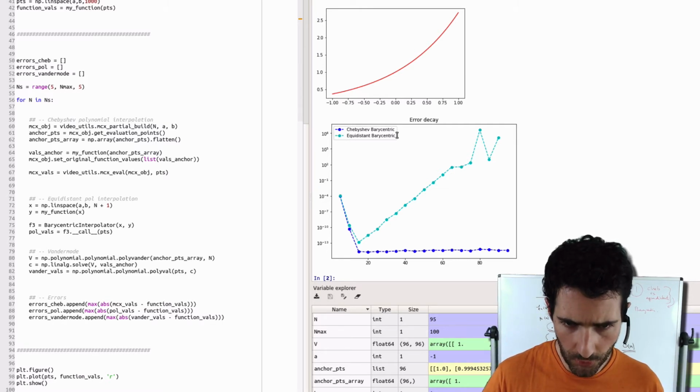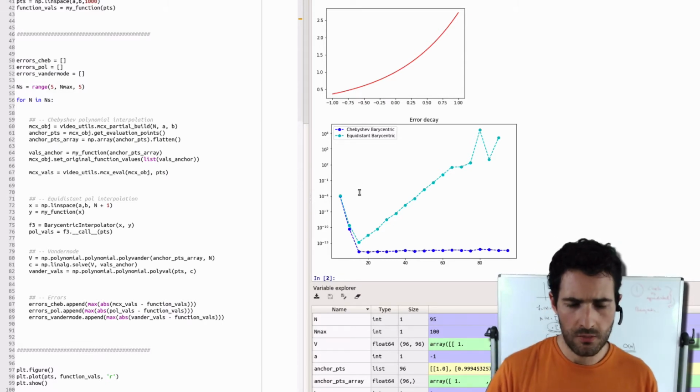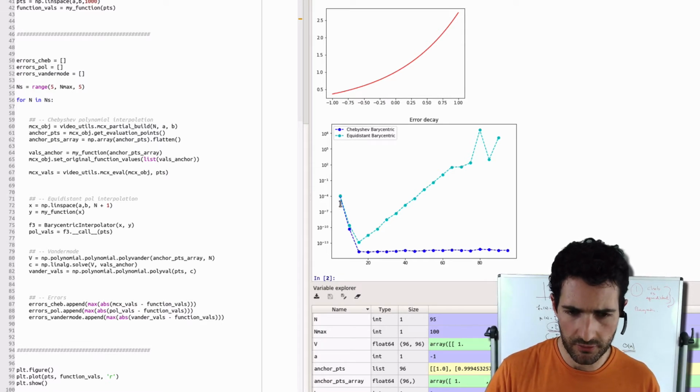The dark blue dots correspond to the Chebyshev points using the barycentric interpolation formula, and the light blue ones correspond to the equidistant points using the barycentric interpolation formula. So with the Chebyshev points, you get decreasing error. Once it reaches machine precision, it stays there.